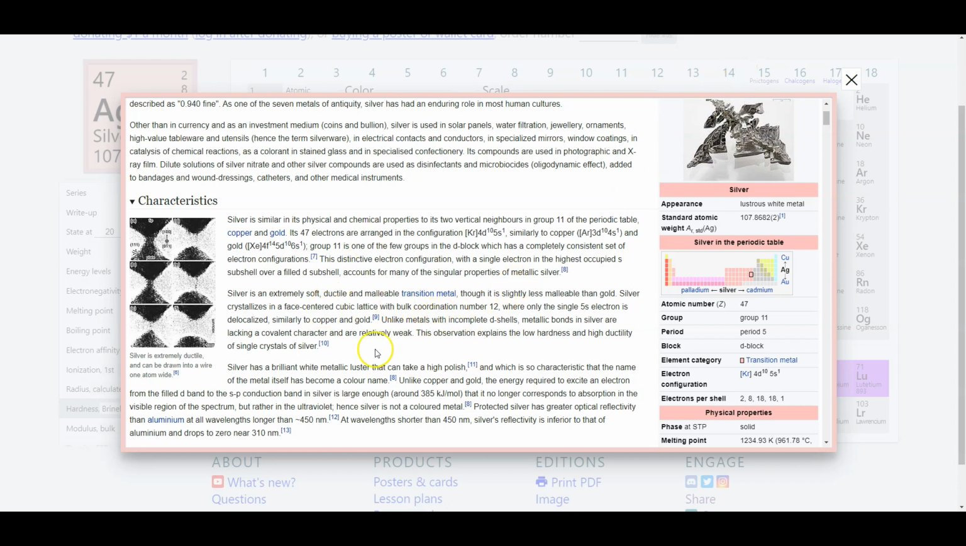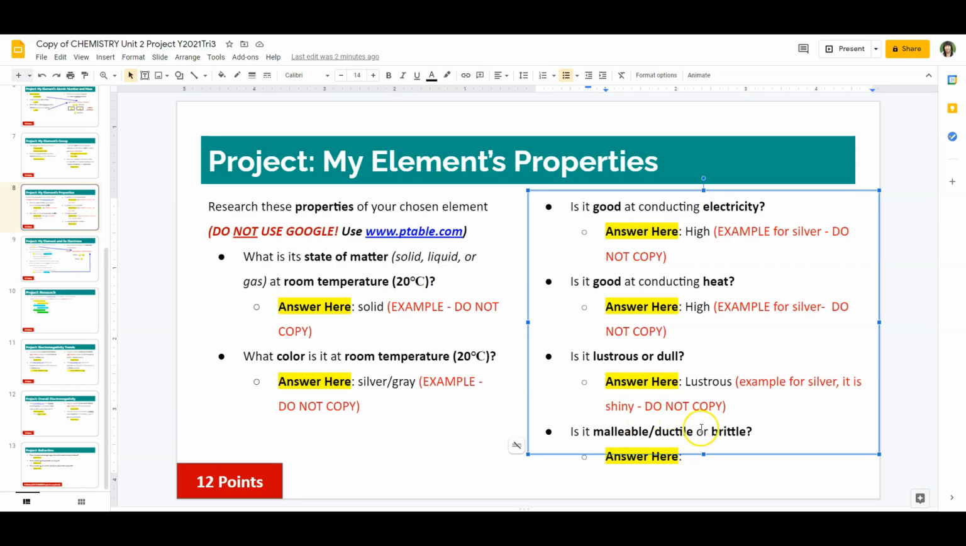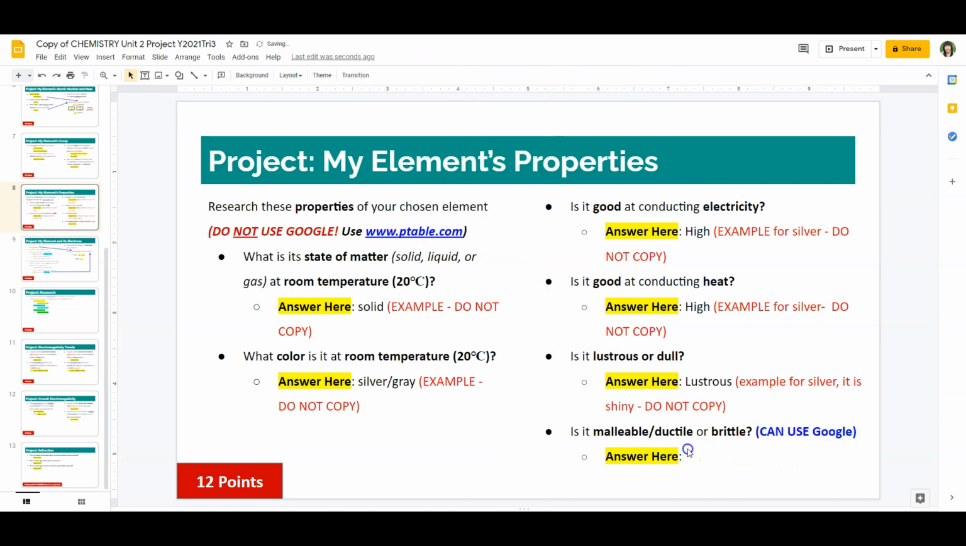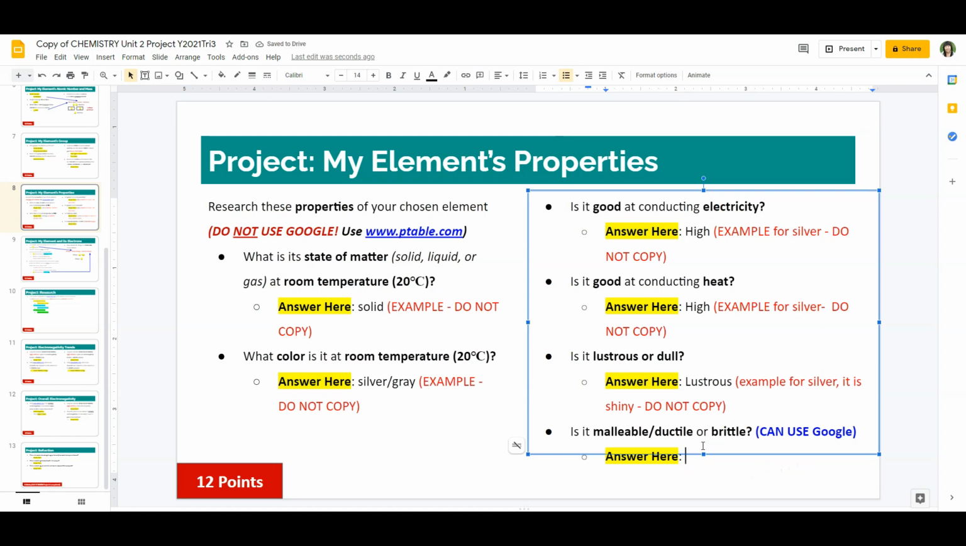All right, the way that you can find this is you can just read the article. If you want to, you can press Control F to find, and then type in the word malleable and you'll see it pop up here. If for some reason you can't find this in the Wikipedia page, this is the one instance in which you can use Google. You can Google, is my element malleable, is it brittle, etc. This is the one time I would accept using Google if it's not in the Wikipedia article.